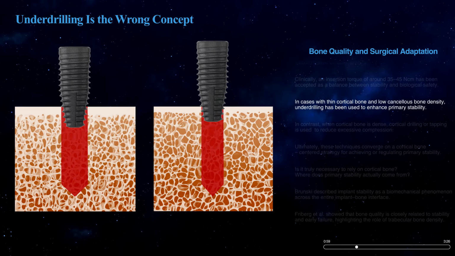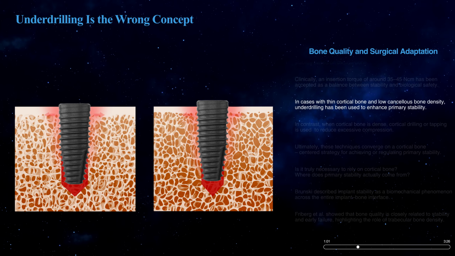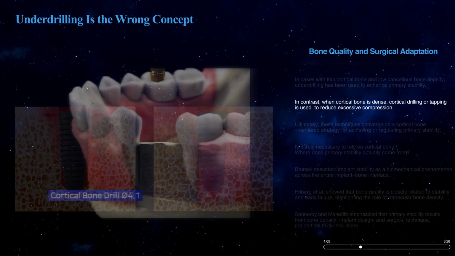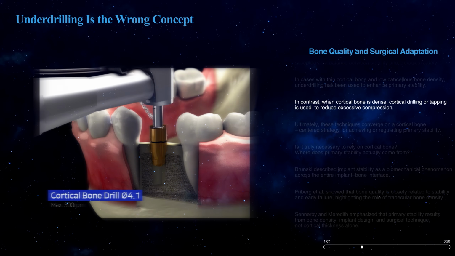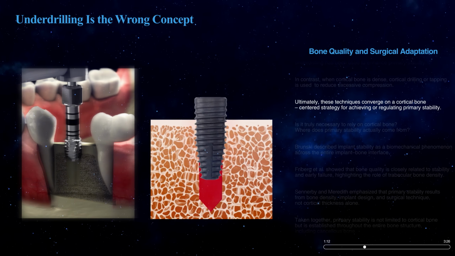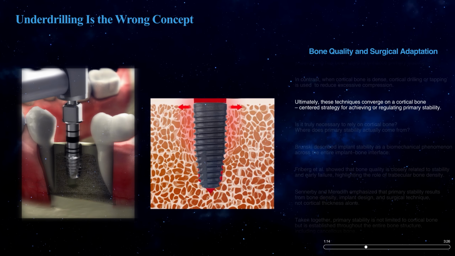safety. In cases with thin cortical bone and low cancellous bone density, underdrilling has been used to enhance primary stability. In contrast, when cortical bone is dense, cortical drilling or tapping is used to reduce excessive compression. Ultimately, these techniques converge on a cortical bone-centered strategy for achieving or regulating primary stability.